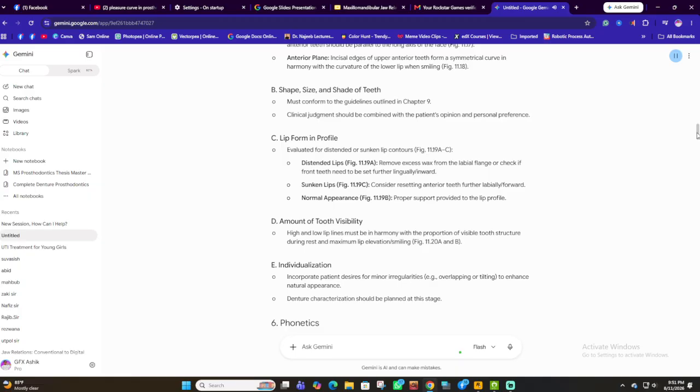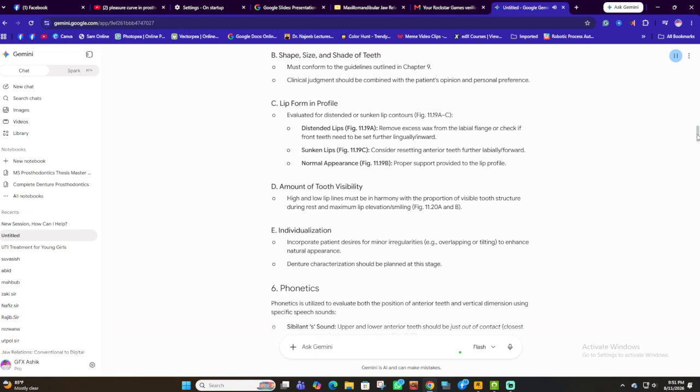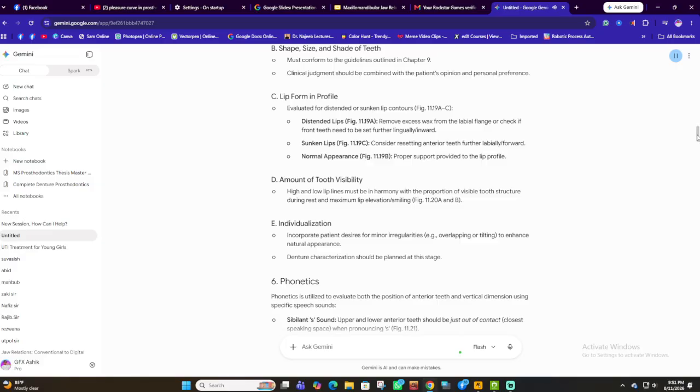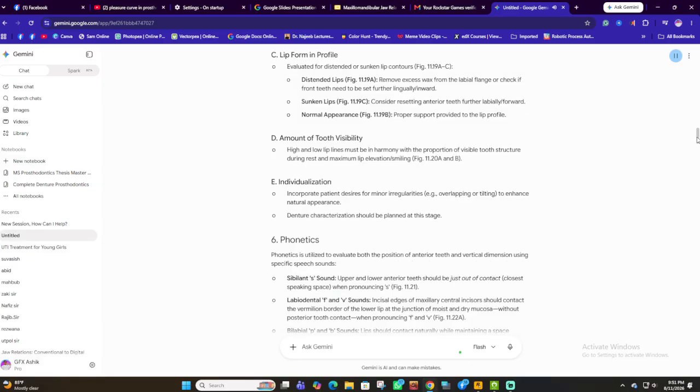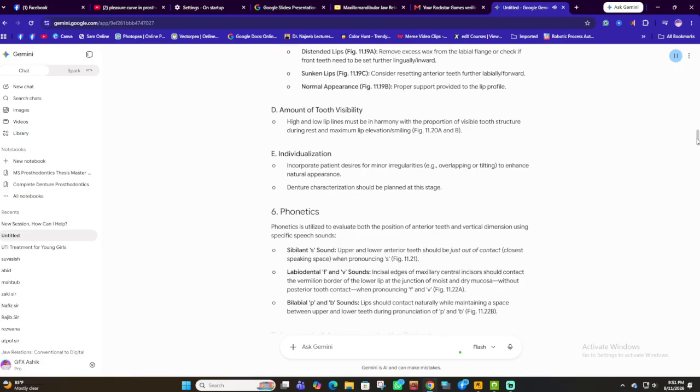Fig. 11.19A. Remove excess wax from the labial flange or check if front teeth need to be set further lingually, inward. Sunken lips. Fig. 11.19C. Consider resetting anterior teeth further labially, forward. Normal appearance. Fig. 11.19B. Proper support provided to the lip profile. D. Amount of tooth visibility. High and low lip lines must be in harmony with the proportion of visible tooth structure during rest and maximum lip elevation, smiling. Fig. 11.20A and B.